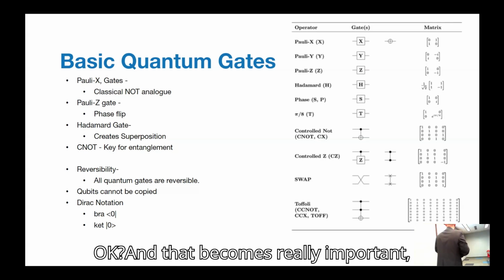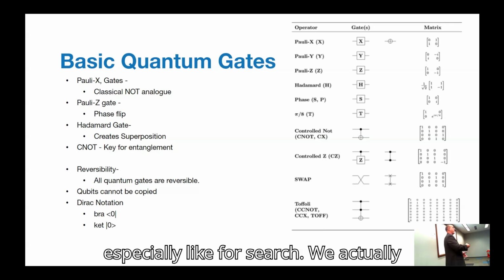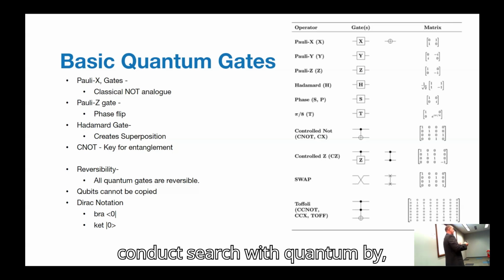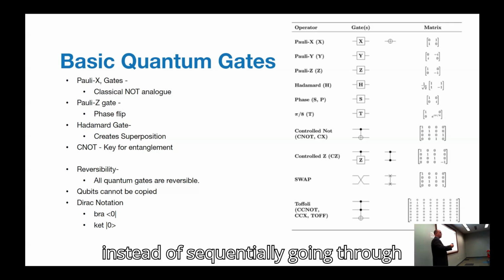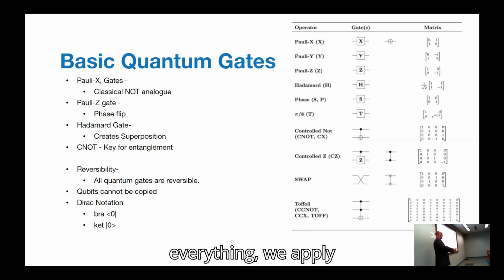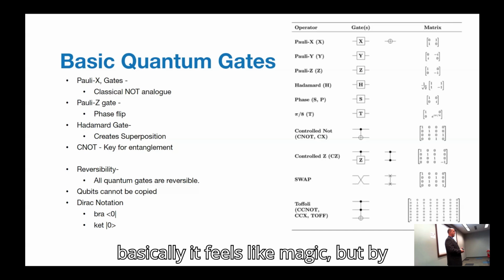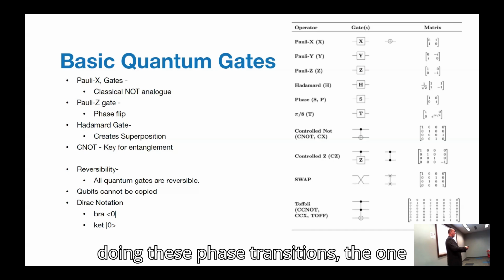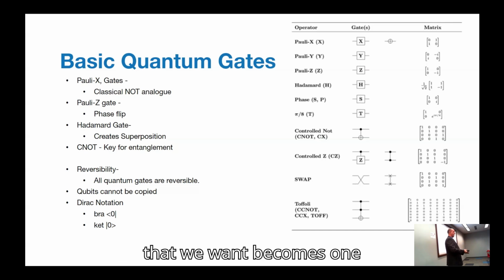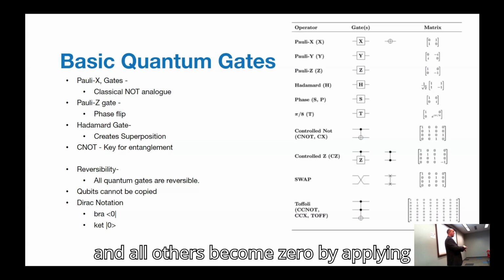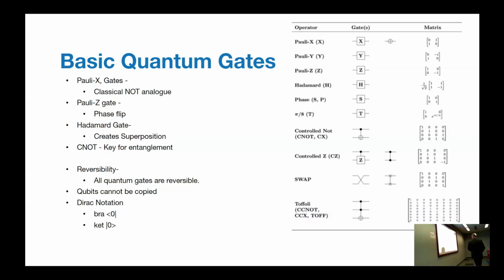Okay. And that becomes really important, especially for search. We actually conduct search with quantum by, instead of sequentially going through everything, applying phase transitions with a function. And basically, it feels like magic, but by doing these phase transitions, the one that we want becomes 1, and all others become 0 by applying this function to those phase transitions.